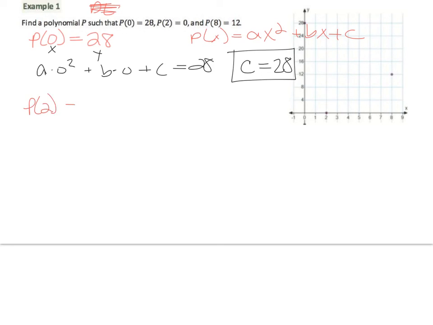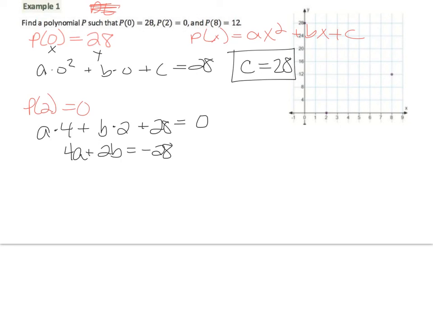P of 2 equals 0. So let's go ahead and plug it in. We have a times 2 squared is 4, plus b times 2 plus 28 equals 0. Let's go ahead and simplify. 4a plus 2b equals negative 28. Let's go ahead and factor a 2 out. See if we can simplify this at all.